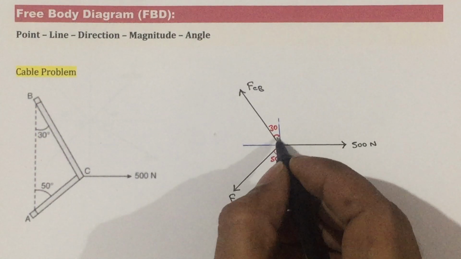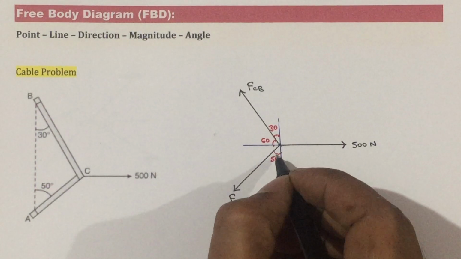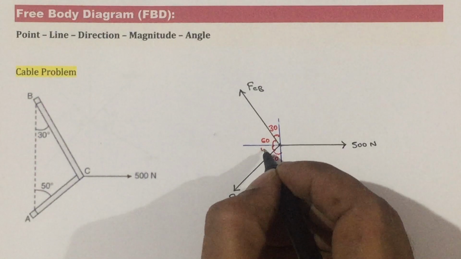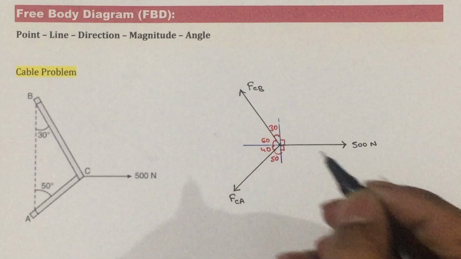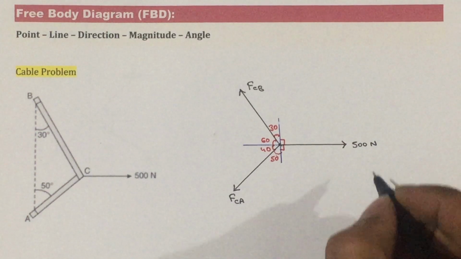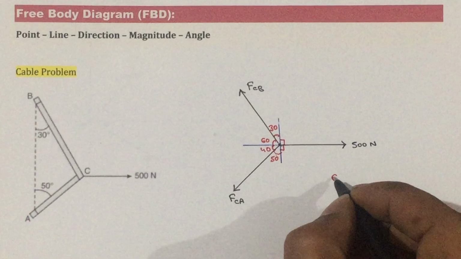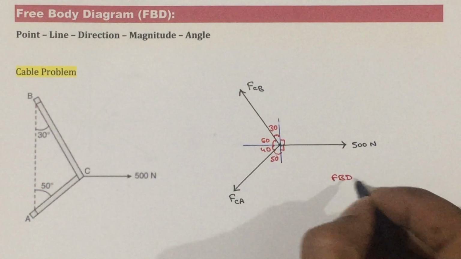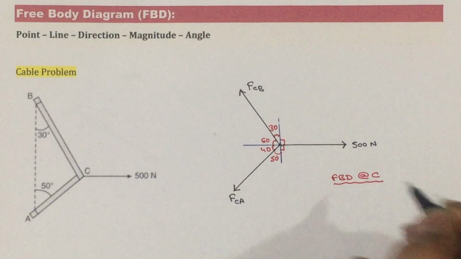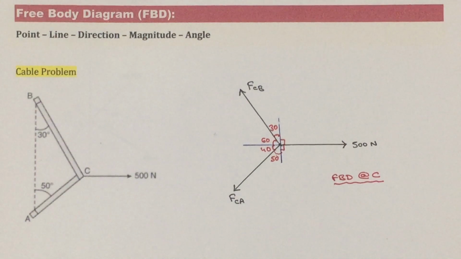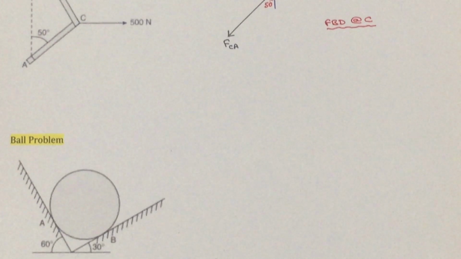Then if it is 30, then the remaining will be 60. If it is 50, then the remaining is 40. This will be 90 degree, this will also be 90 degree. It concludes the free body diagram at C point. We can write the free body diagram at C point. Okay, this is regarding cable problems. Now, let us look into the ball problems.